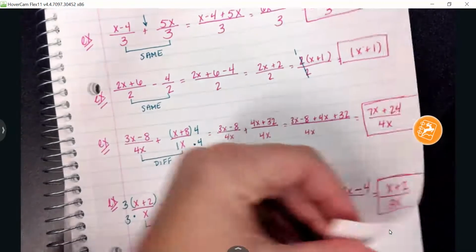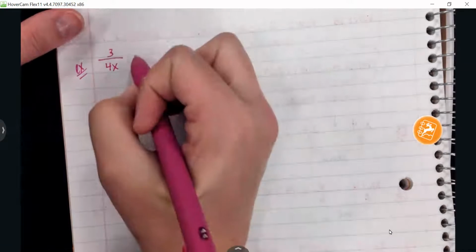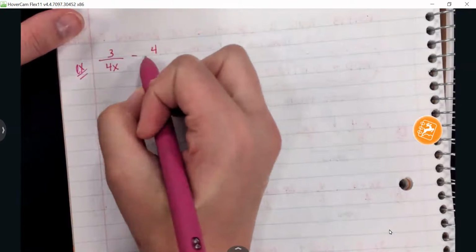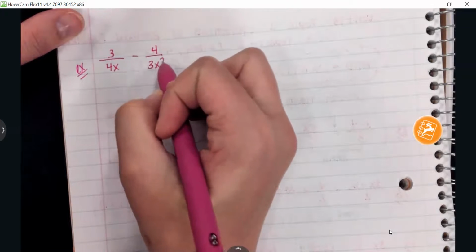Okay. All right, we're going to try a problem that's just a little bit harder. And then I'm going to let you do a little more practice. Okay. So back to your notes, please. Our next example is going to say 3 over 4x minus 4 over 3x squared.